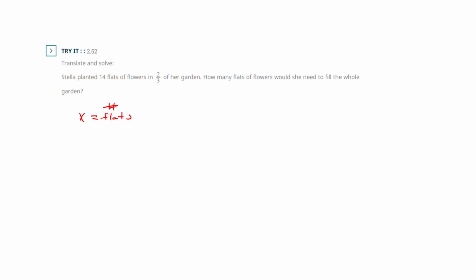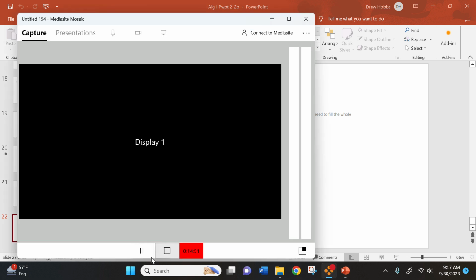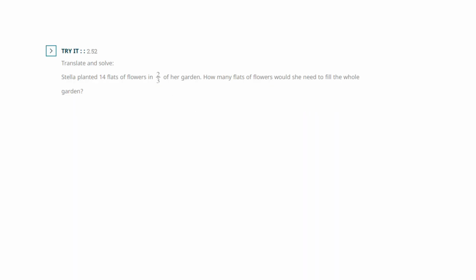Okay, so we want to know here the number of flats of flowers. I would actually probably do this a little differently. Yeah, I wouldn't do this algebraically like this. Hold on one second. Yeah, this one doesn't make a lot of intuitive sense to me here, but so here's what we would have. So we had total flats.